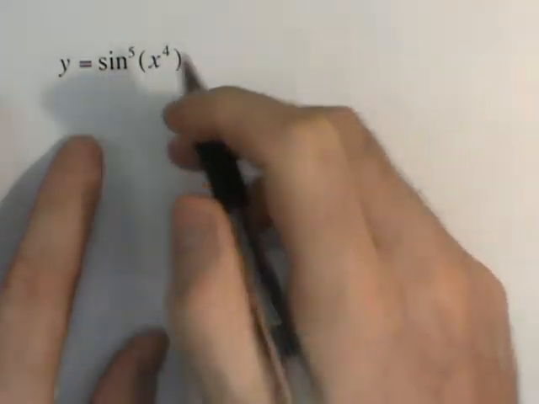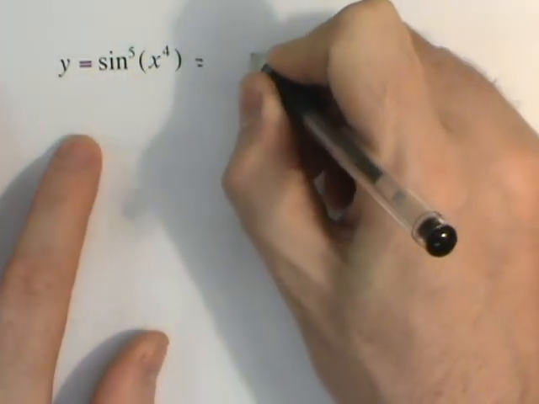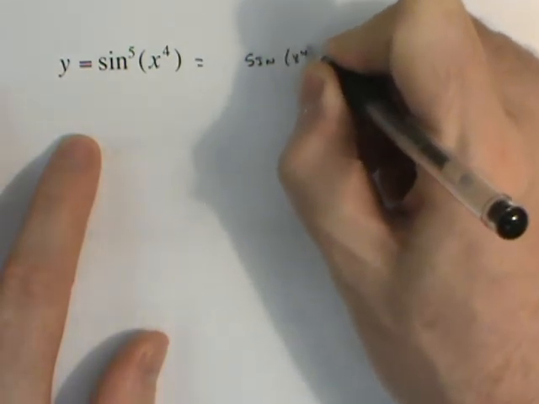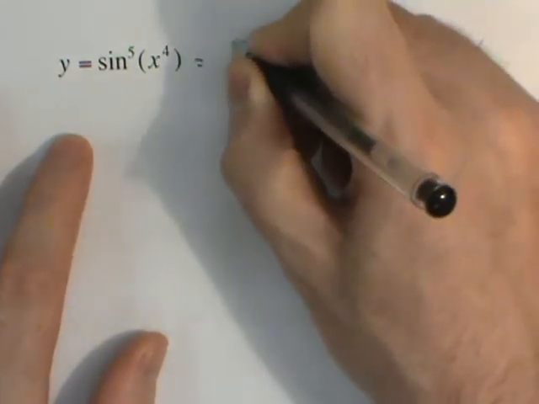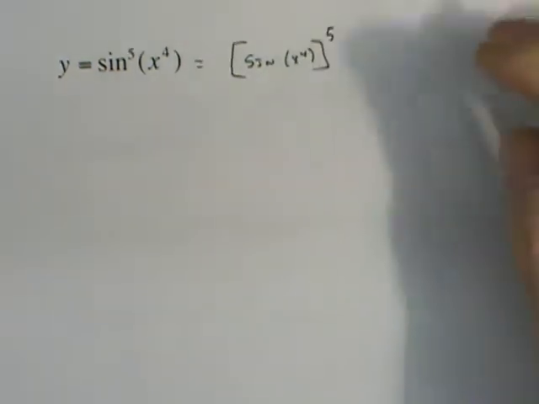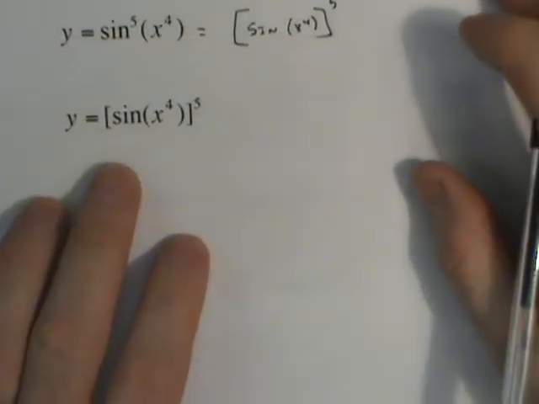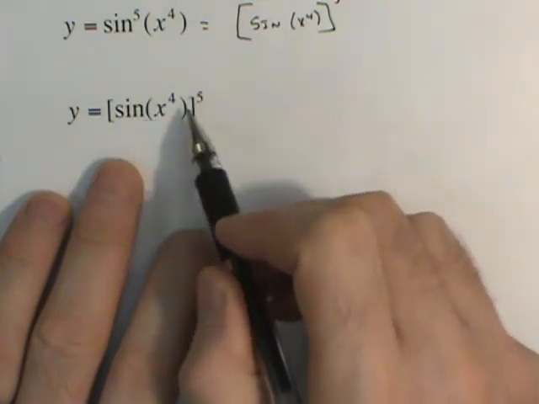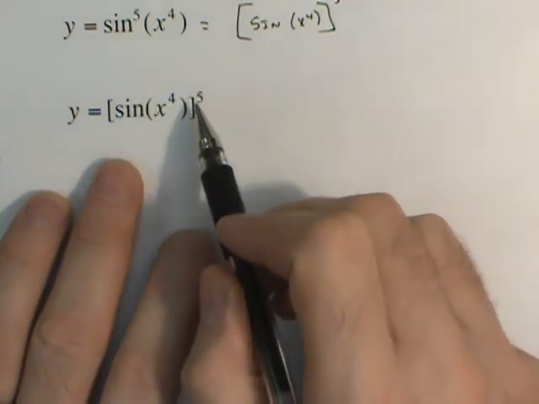Now recall, this is the same as saying sine x to the fourth quantity raised to the fifth. And you'll see in the next line it's actually what I wrote. And so before I even do any derivative, I want to write this in the power form so I can first start off by using the power rule.